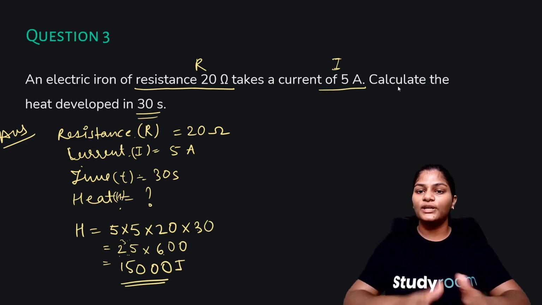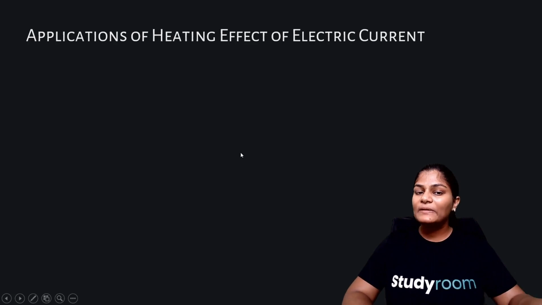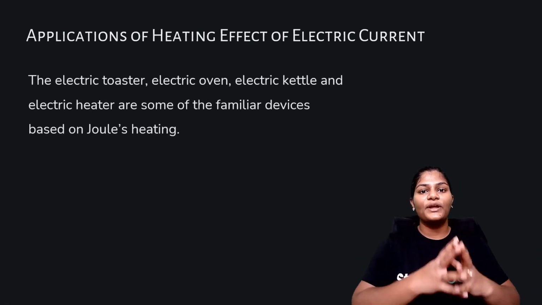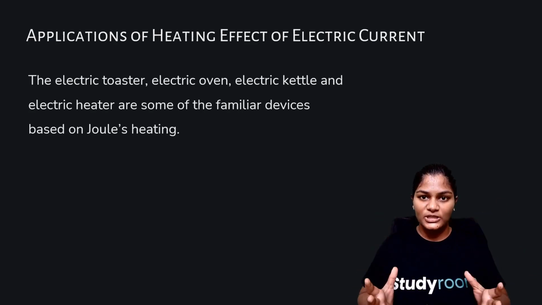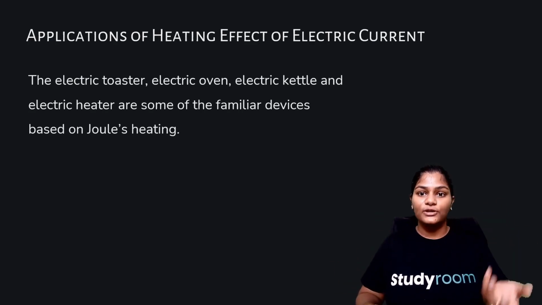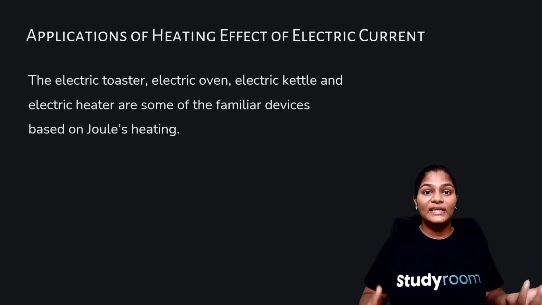Okay, so now that we're done with this question, we'll move on to the next topic, which is the applications of heating effect of electric current. So I told you that whenever the battery maintains a potential difference across the terminals, because of that, there is some energy that is used by the battery, and that energy is let out in the form of heat.